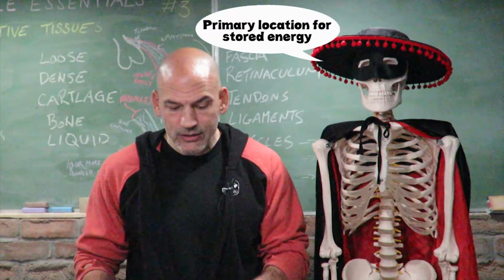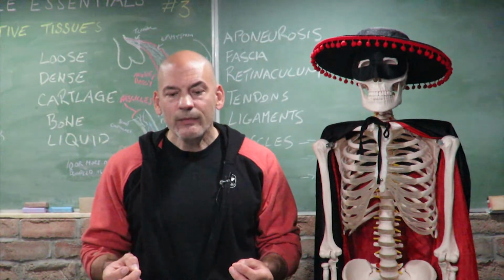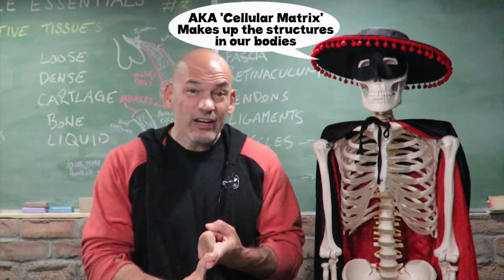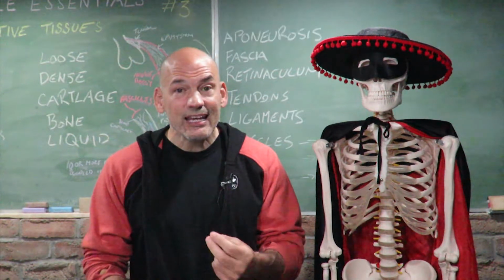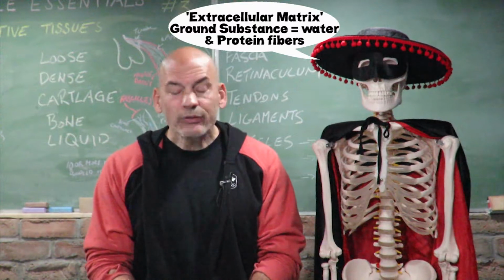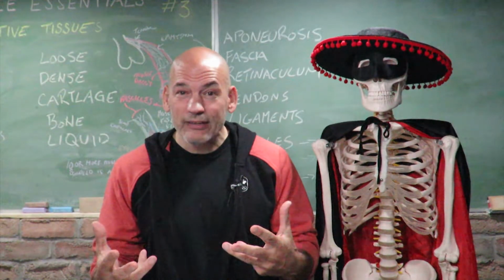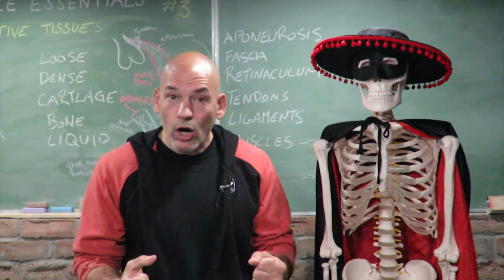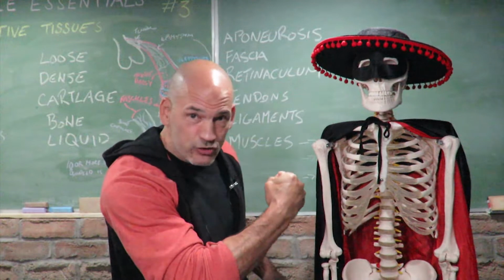We're going to be going over this stuff. There are also 2 basic elements of connective tissue. There is the extracellular matrix and cells, and that cellular matrix is made up of ground substance, water, and protein fibers. That's why people who work out a lot, like bodybuilders, are always like, drink lots of water and eat lots of protein so you can build those muscles.